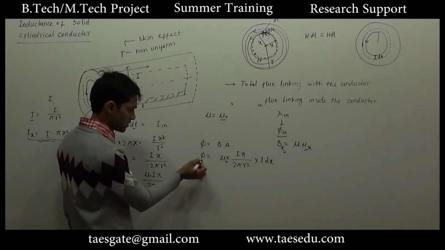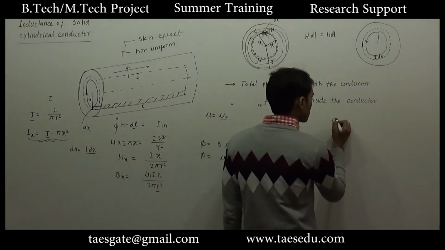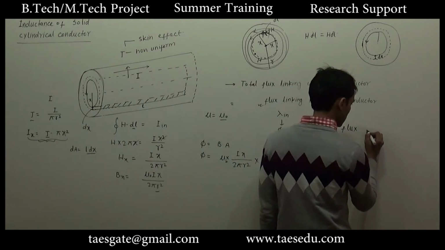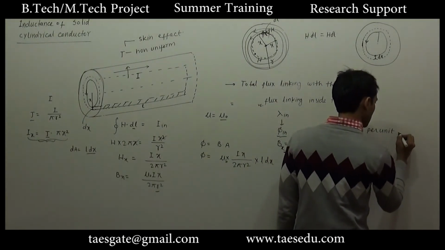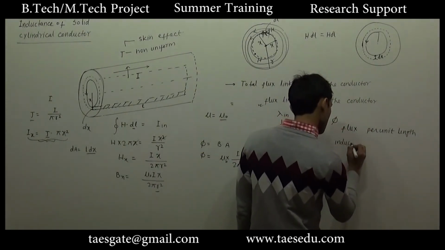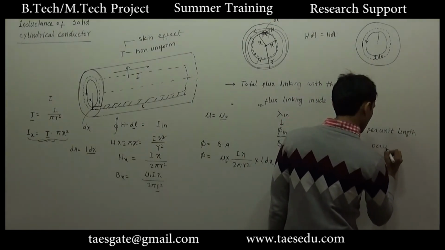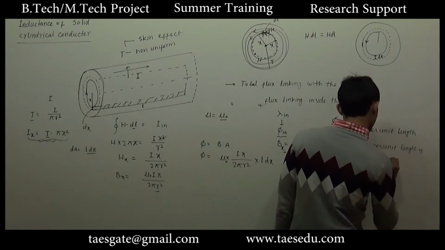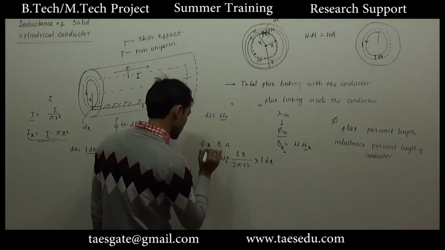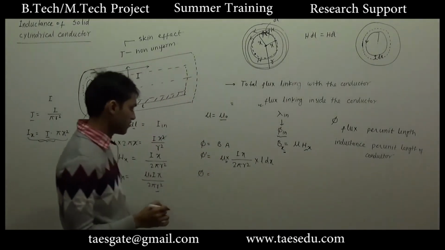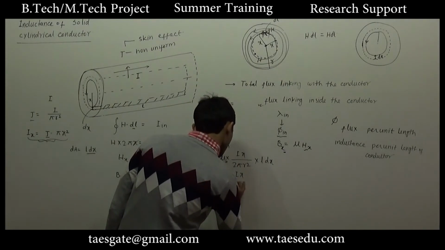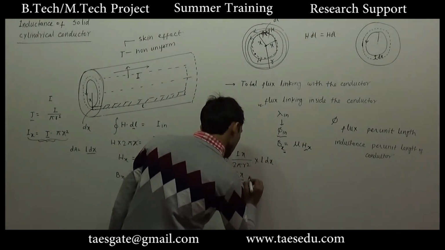But instead of total flux, we will calculate flux per unit length of the conductor. Hence, in the final result, we will be calculating inductance per unit length of conductor. Okay, so what will be flux per unit length? Let's say this is phi dash, total flux. Now I am representing flux phi as flux per unit length. So flux per unit length will be mu naught Ix divided by 2 pi r square into dx.